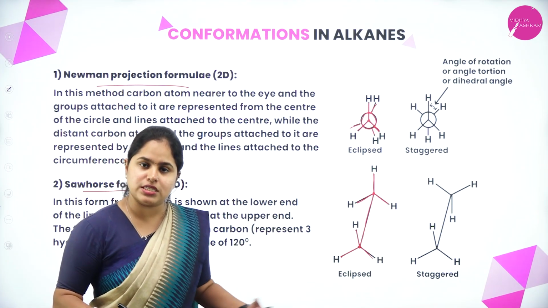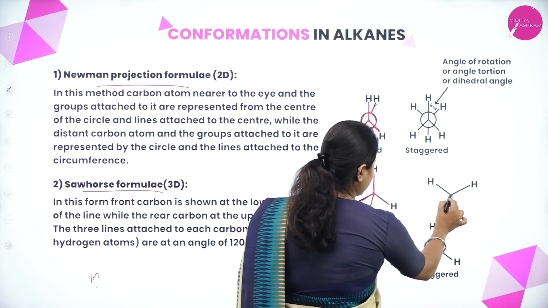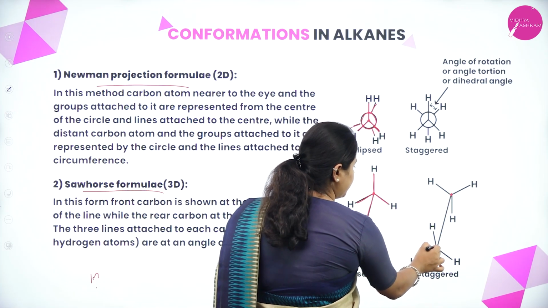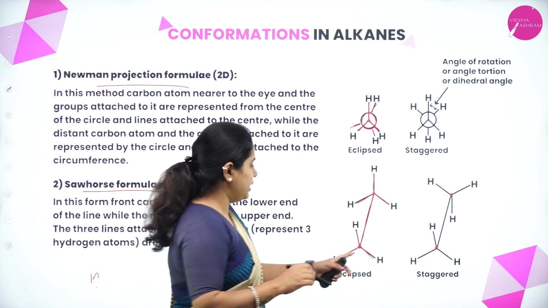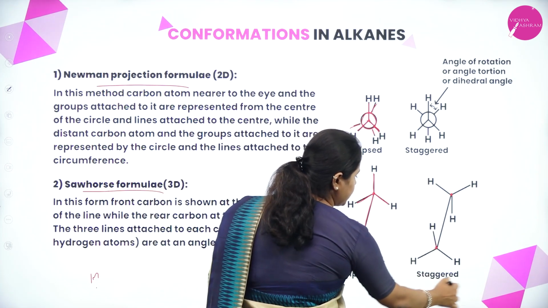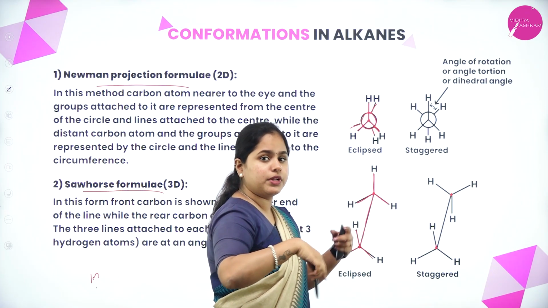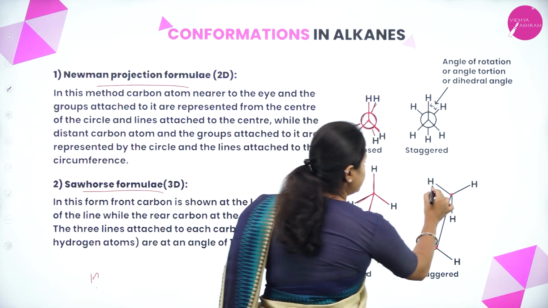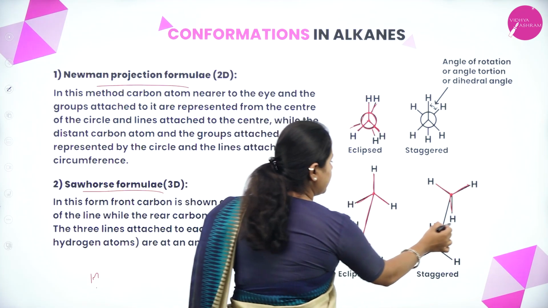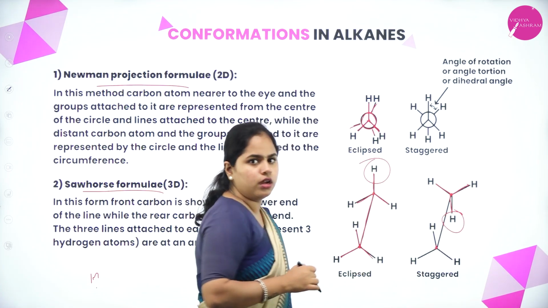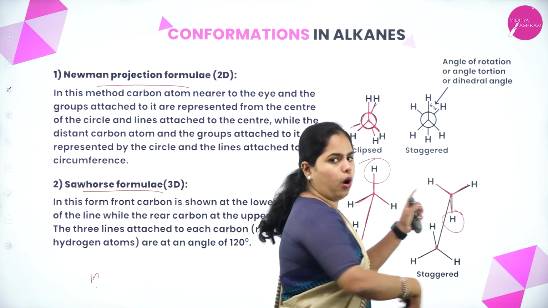Now how will you draw the staggered for this? The same way, the carbon away will be represented here, near to us will be represented here. But what difference can you see here? In this case, this part is just the same here as well. But to represent that they are far apart, these hydrogens are represented in the opposite way. As you can see here, this hydrogen is represented on the top, and here it's just the opposite of that.